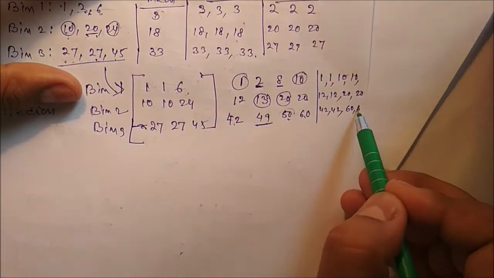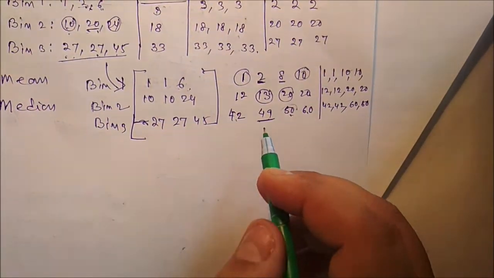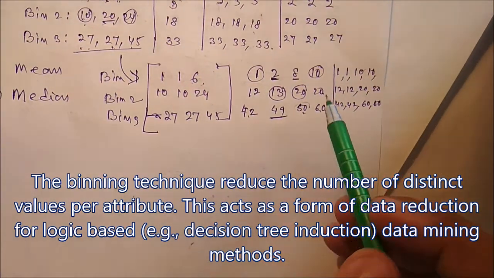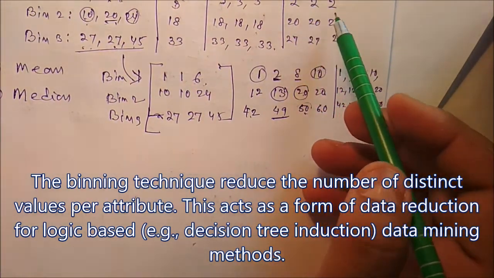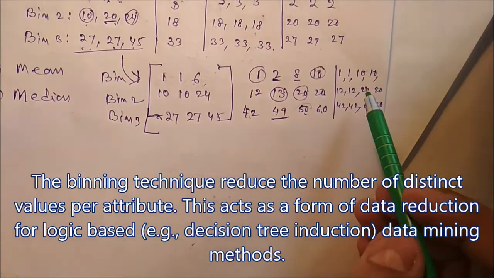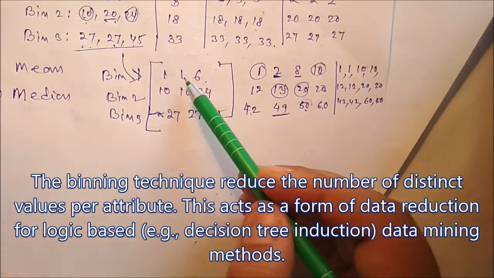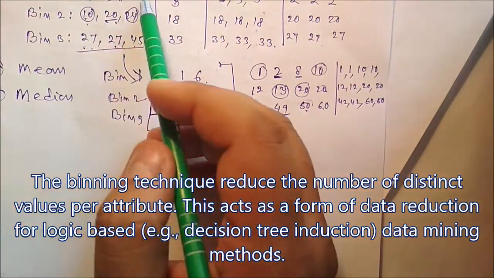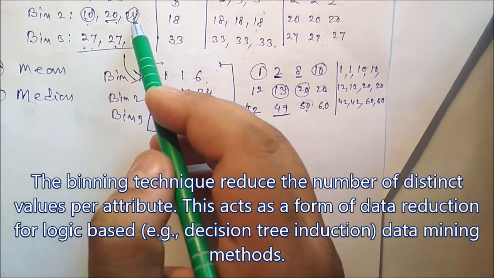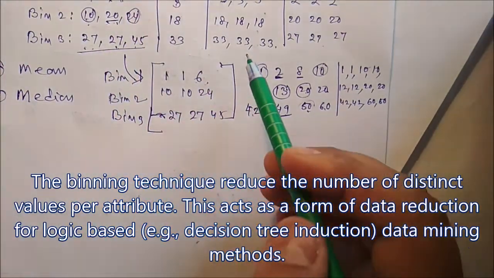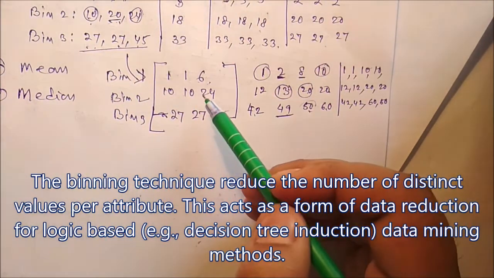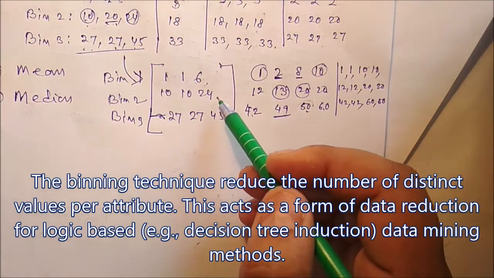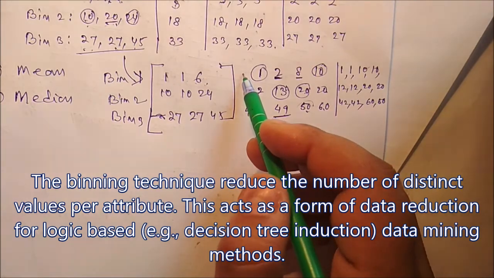For this the nearest boundary is 60, so 60, 60. So the binning technique reduces the number of distinct values per attribute. You can see here the number of distinct values is 3 and 3, and here it is 1, 2, 3, 4, 5, 6. But originally how many values are there? 8 distinct values. Here 3, 3, and here 6 distinct values are there. So here we are reducing the distinct values per attribute.